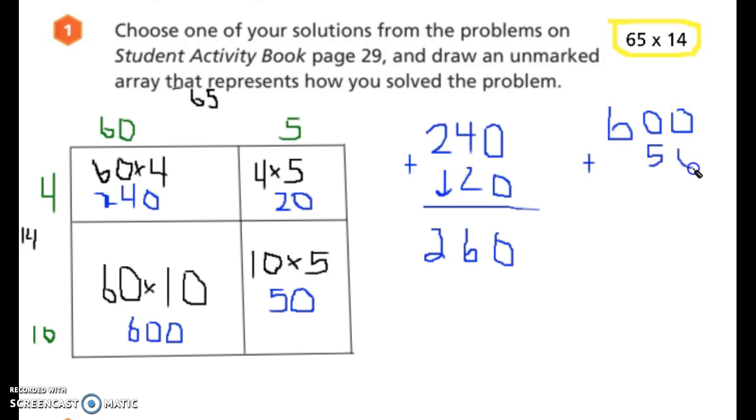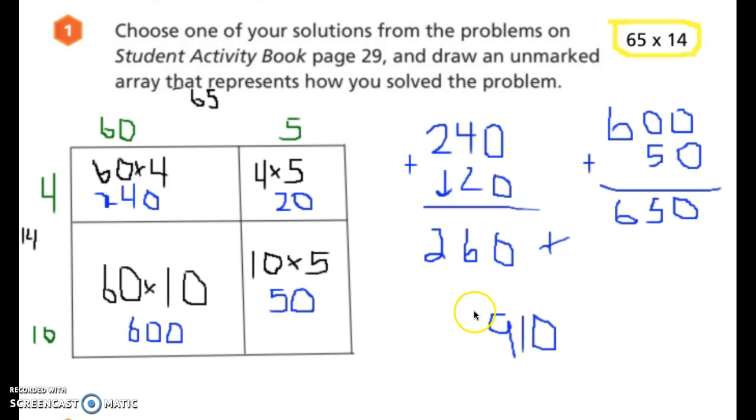So I'm going to add that to my workspace. And then finally, I need to add the 260 and the 650 together to get my final product of the more complicated problem, 65 times 14. And our final answer is 910. Feel free to check this work with the standard algorithm.